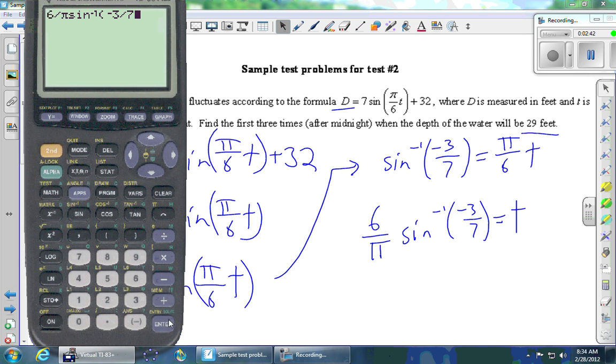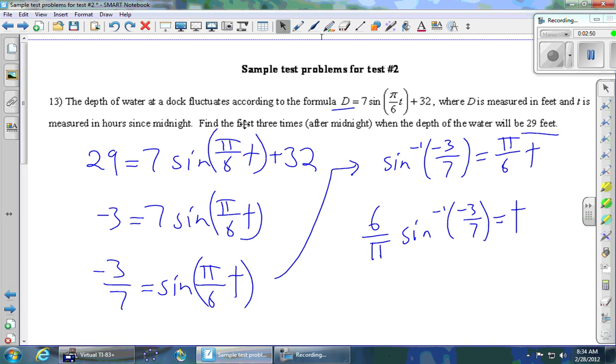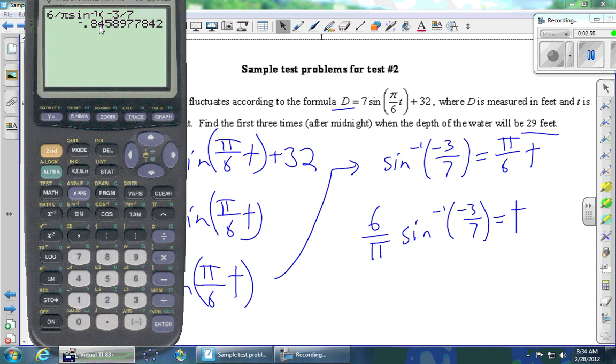So whatever I get is supposed to be one time when the depth of the water is 29 feet. Time in this case was measured in hours since midnight. So -0.84 hours since midnight is a time when the depth of the water is 29 feet. All right, what does that really mean? It's negative, so that must be before midnight. So about 0.8 of an hour before midnight, the depth of the water was 29 feet. That number is not so nice as hours, so let's convert to minutes. So it looks like about 51 minutes before midnight is when the depth of the water was 29 feet.